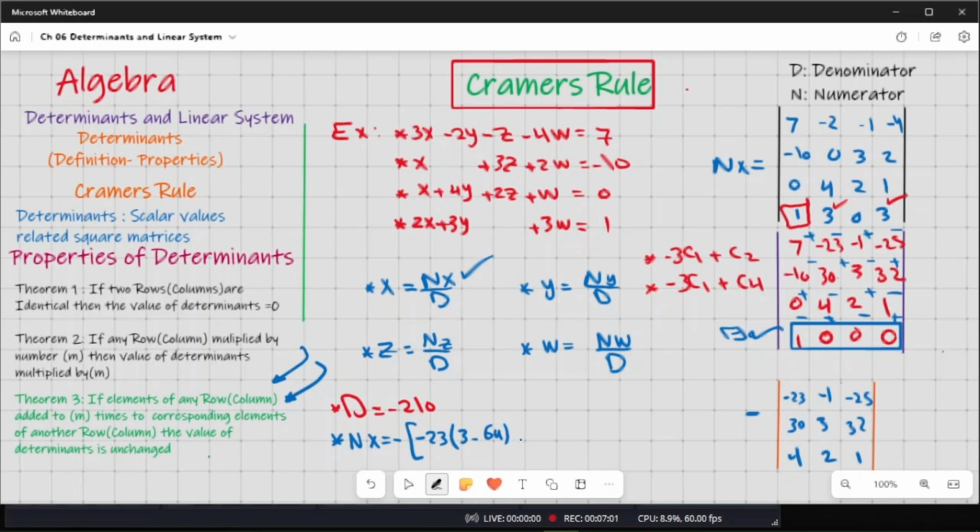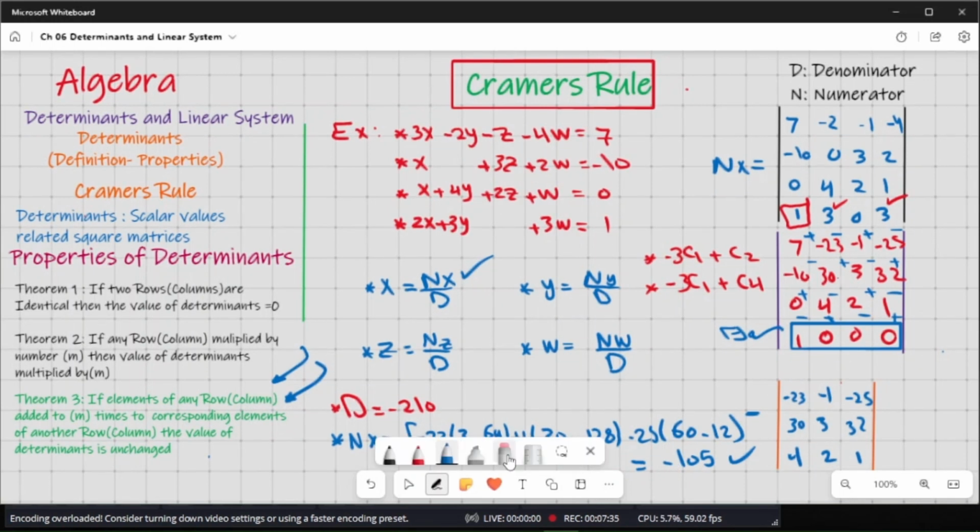And here nx equals negative, negative here into 3 minus 64 plus 1 into 30, here minus 128, here minus into 60 minus 12. Okay, this will be equal to negative 105. So we have obtained the value of nx. Just move to another one.